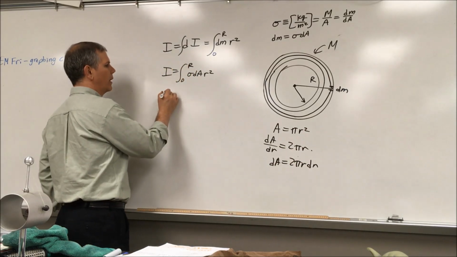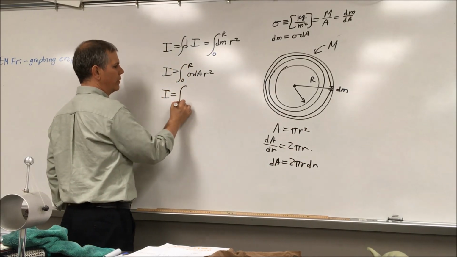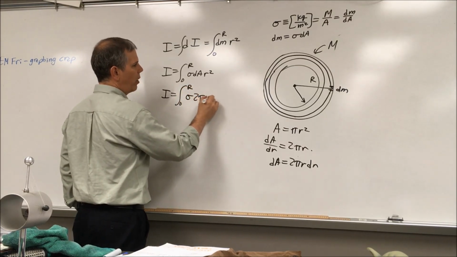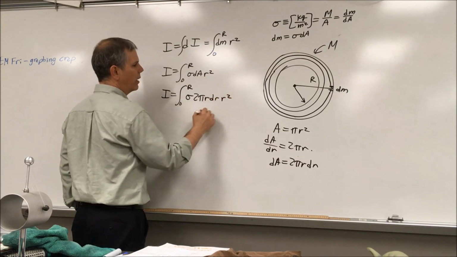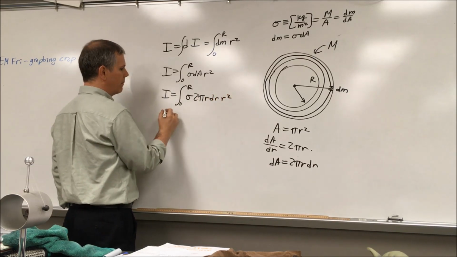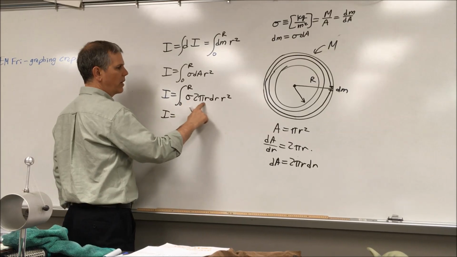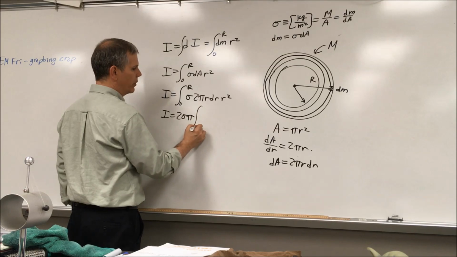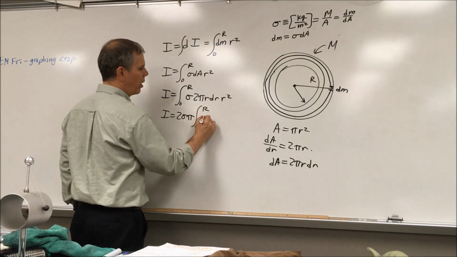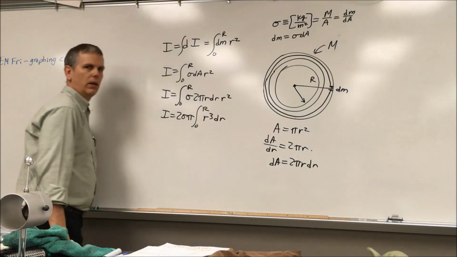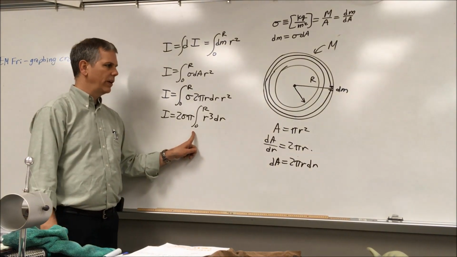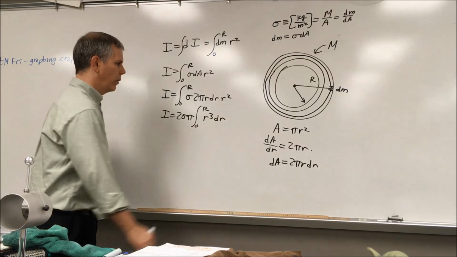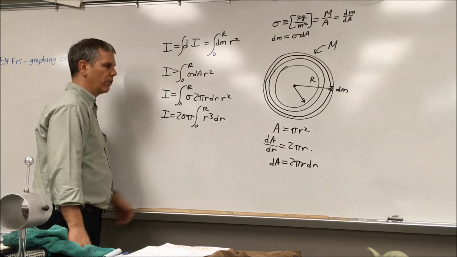So I plug it in. I equals from 0 to r of sigma dA, 2 pi r dr, times r squared. And I'm going to add all those up. And I'm going to take out the constants. Aren't these constants here? 2 sigma pi from 0 to r of r cubed dr. This says take the antiderivative where r is the only variable. Well, what's the antiderivative of r cubed?